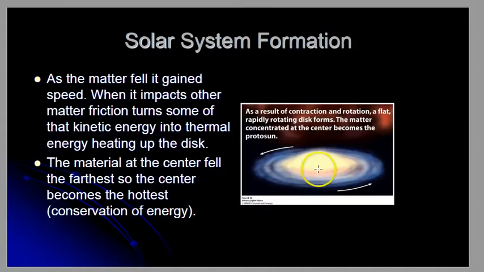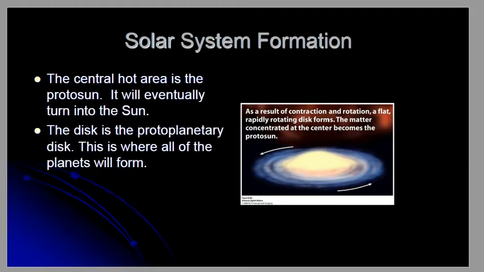As the gases collapse, they gain speed, right? Thermal energy becomes part of it. The disk heats up. The material at the center fell farthest, so the material at the center is the hottest, right? The stuff out here, still pretty cool. Stuff in here, much hotter. This proto-sun eventually gains enough mass to turn into the sun and become an actual star. The disk around it, the protoplanetary disk, is where all the planets are going to form.